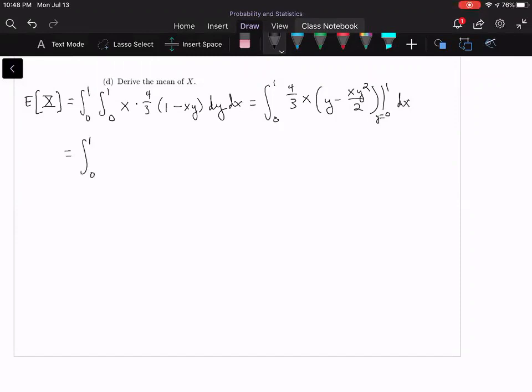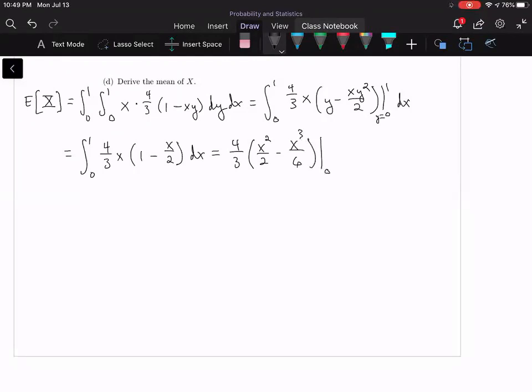So this simplifies to 4/3 x, and y is going to be 1 minus 0, which is 1, minus x over 2. Y squared is 1 squared minus 0 squared, which is 1. And so this is the function that we're integrating with respect to x. And when we do that, we get 4/3 x becomes x squared over 2, minus the x over 2 becomes x cubed over 6.